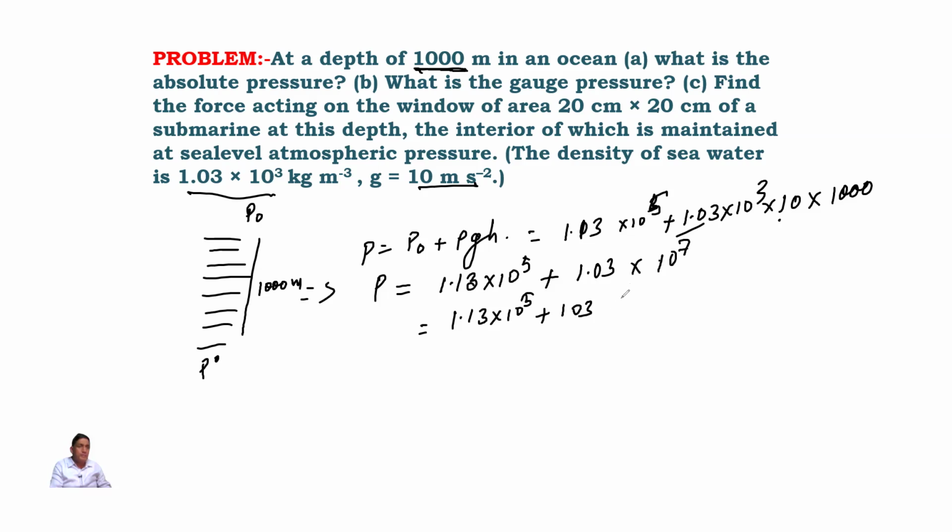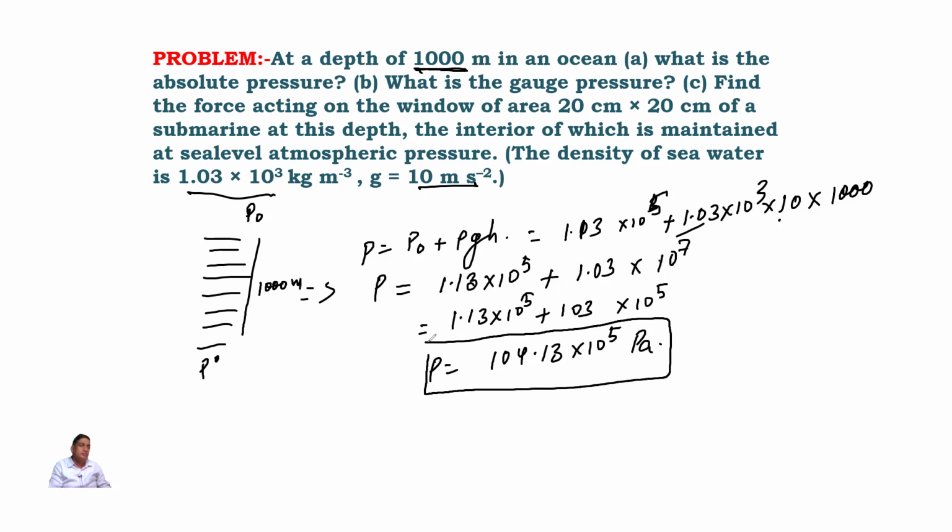So it will be 1.13 × 10⁵ plus 103 × 10⁵, or around 104.13 × 10⁵ Pascal. So the pressure will be this much. I hope it is clear. This is the absolute pressure at this depth.